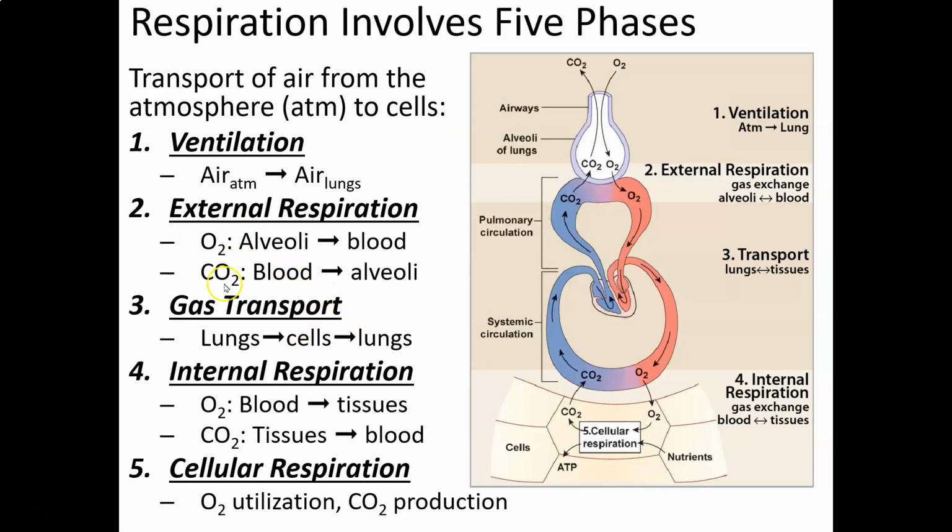So we will just step through these from 1 through 5, and again, logically it makes sense to do that. So the first phase of respiration is called ventilation. Ventilation is the exchange of gas between the atmosphere, that's what the ATM stands for here, and the lungs. So that's movement of oxygen into your lungs and movement of CO2 out of your lungs.